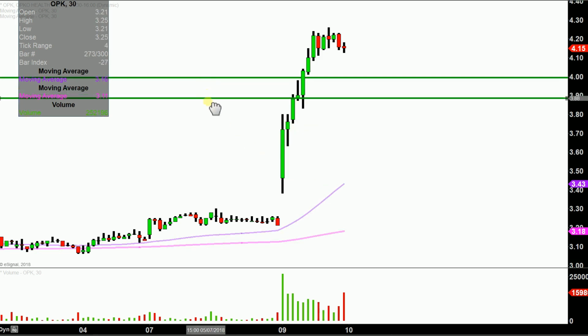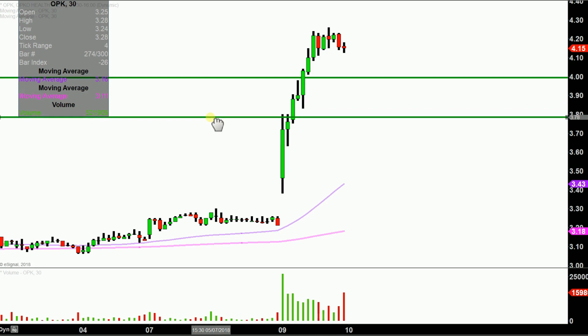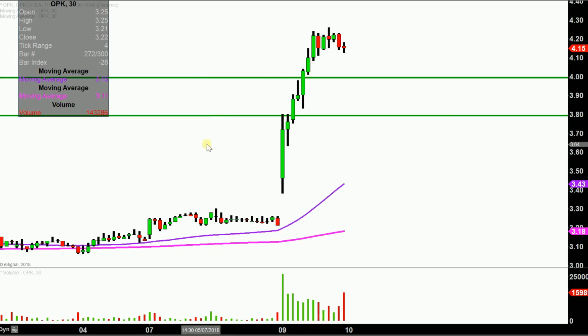Next level of support after that would be this previous breakout point down there, and that sits at $3.80. So near term wise, $4 and $3.80, those two levels of support.